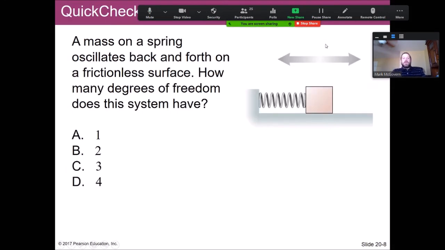Let me ask you a question first, though. We have a mass on a spring here. Let's assume we have a frictionless surface. I'm going to draw the mass out, and I'm going to let it go. And it goes back and forth, back and forth, back and forth. I'm going to ask you, how many degrees of freedom does this system have? AKA, how many different ways can energy be imparted into the system?